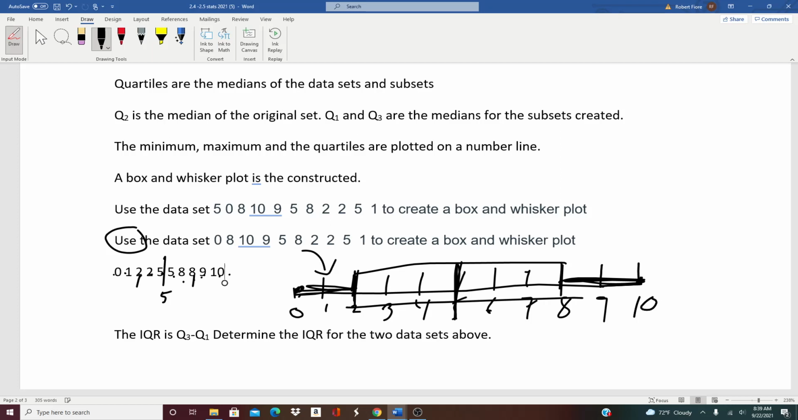25% of the values are found here, 25% here, 25% here, and 25% here. To find my interquartile range, I would do Q3, which was 8, and I would subtract 2 from that, and I do 8 minus 2, and I end up with 6.